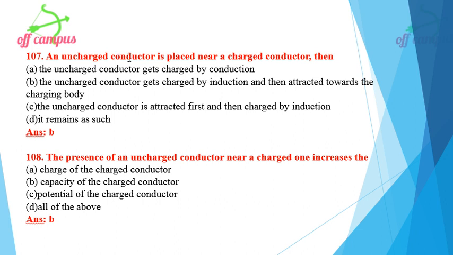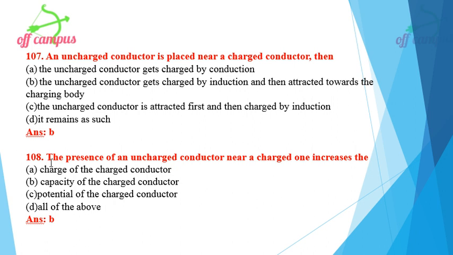107. An uncharged conductor is placed near a charged conductor, then what will happen? The uncharged conductor gets charged by induction and then attracted towards the charging body. Option B is the right option for this question.